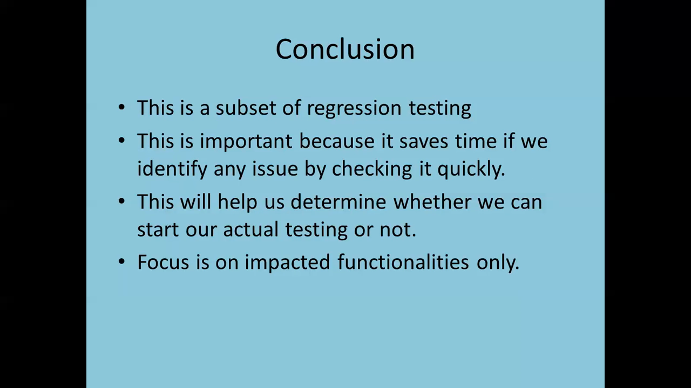So let's put everything together here. This is a subset of your regression testing. It's not your actual testing, but it's an undocumented quick test to make sure everything is working, mainly the impacted modules. This is important because it saves us a lot of time and also helps us identify whether we can get started with our actual test case execution or not. If something is not correct, immediately you can alert your developer and stop it right there. So the focus is mainly on impacted functionalities.